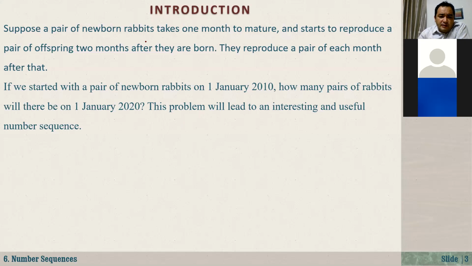Suppose a pair of newborn rabbits takes 1 month to mature and starts to reproduce a pair of offspring 2 months after they are born. Okay, so that means to reproduce means they give birth to new babies, right? They reproduce a pair each month after that. If we started with a pair of newborn rabbits on January 1st, 2010, how many pairs of rabbits will there be on the 1st of January 2020? Okay, so that is a problem that people discussed in the past many years ago. Actually, that is a very simple example of how we should learn to deal with number patterns or number sequences.